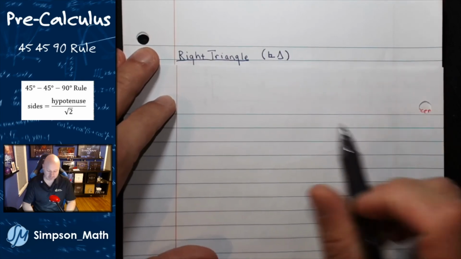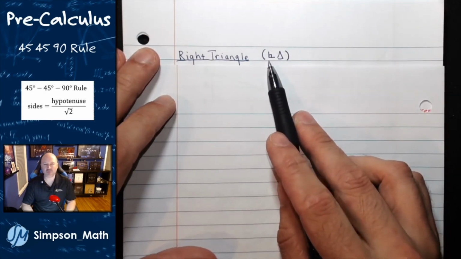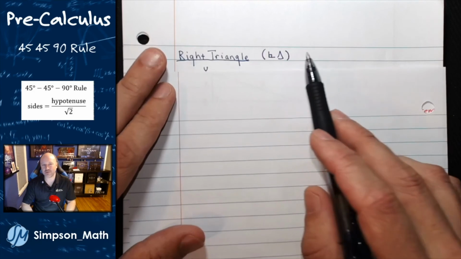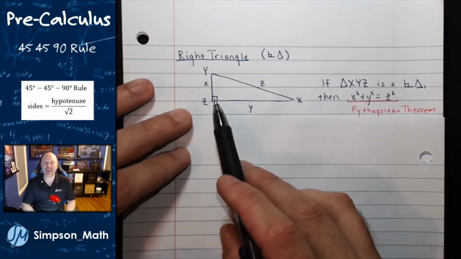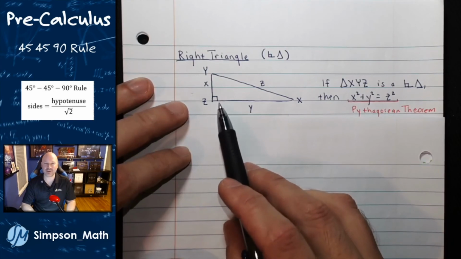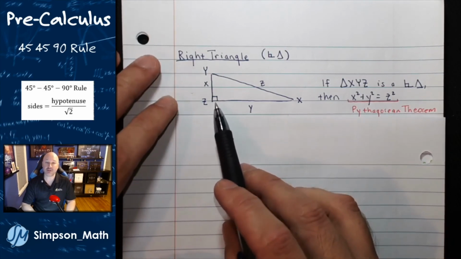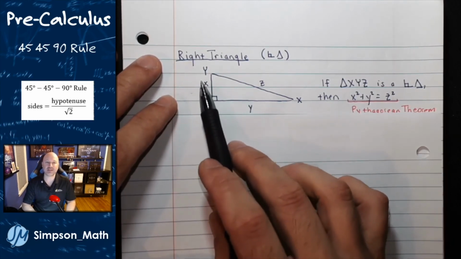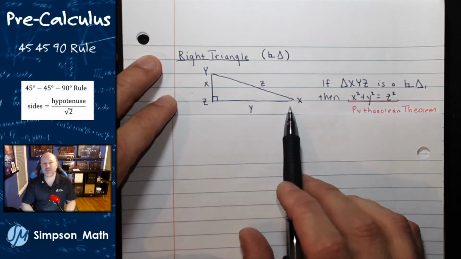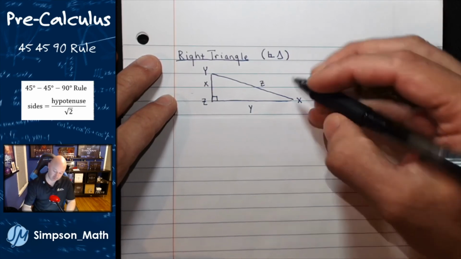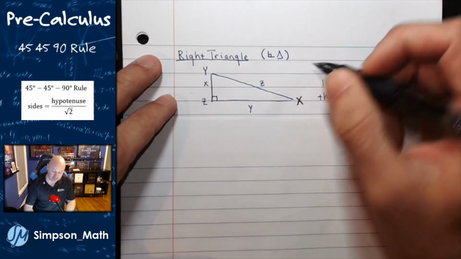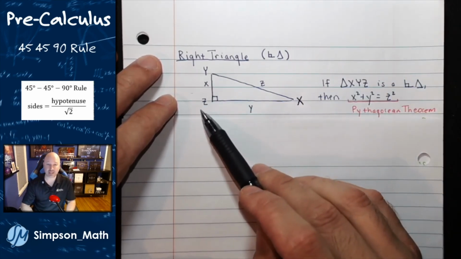Like a right triangle, I'm using the symbol for right and the symbol for triangle. And a right triangle is just a triangle where one of the angles measures 90 degrees. And this triangle here, triangle XYZ, is a right triangle. And I've labeled the vertices of the triangle with capital letters. So this is capital X, capital Y, and capital Z.